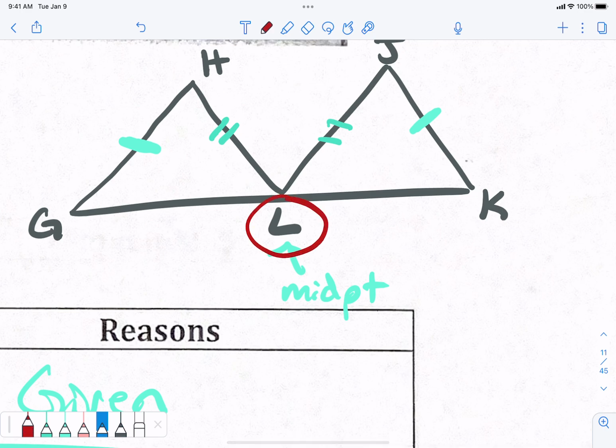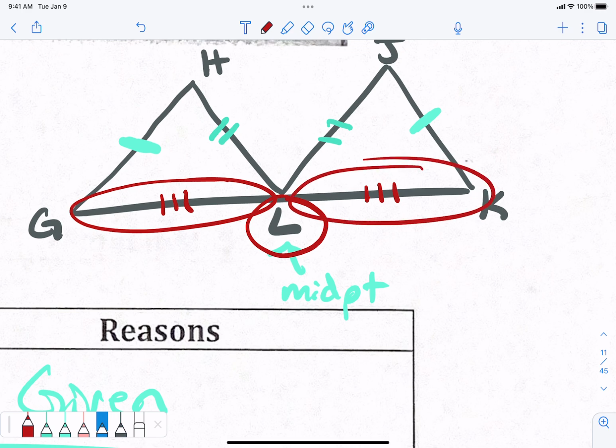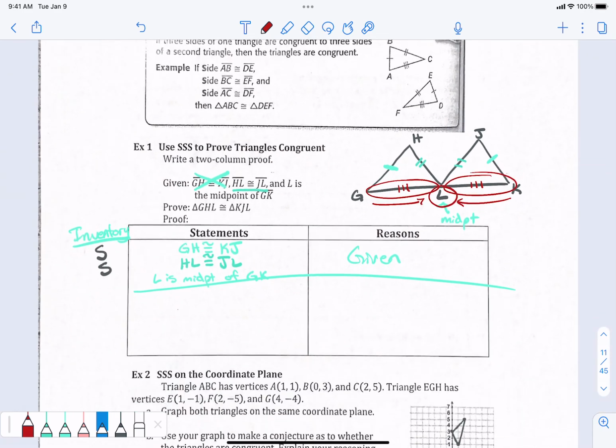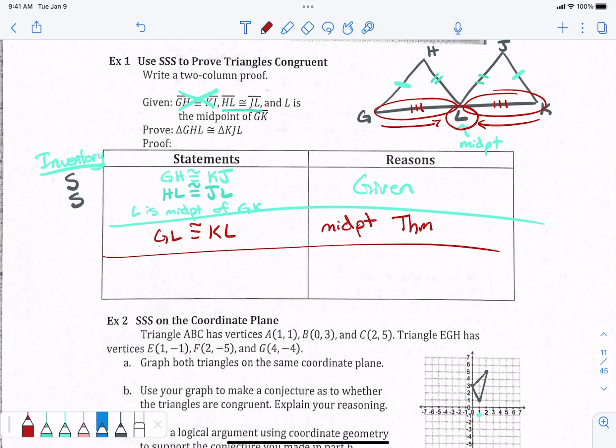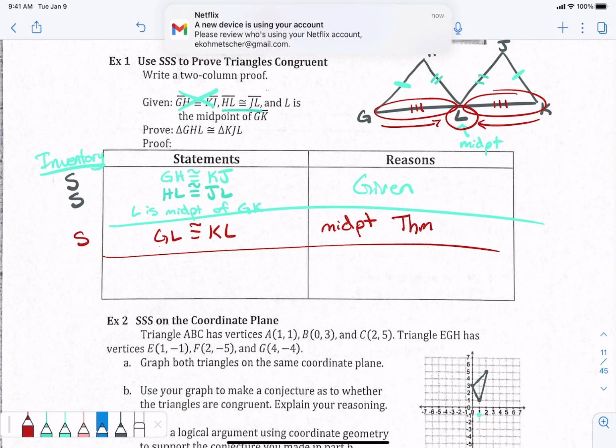If this guy is exactly in the middle, then GL is the same as KL. So I'm going to say segment GL is the same as segment KL. How do I know that's true? The midpoint theorem. They tell me it's the midpoint, so by the midpoint theorem, I know that those 2 sides are the same, and now I have a third side in my inventory. I have checked all 3 of my boxes. Check, check, check. That's the only 3 that I have to do.